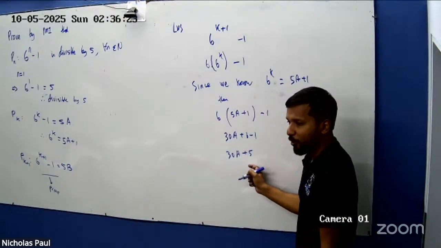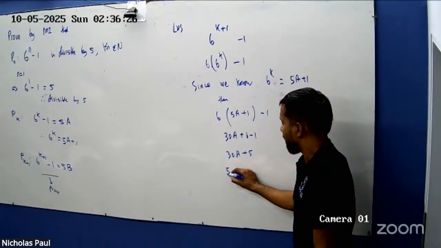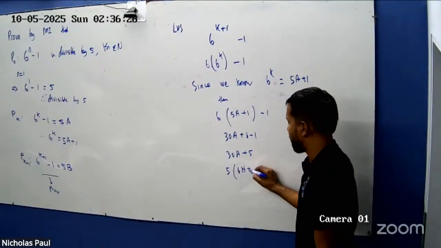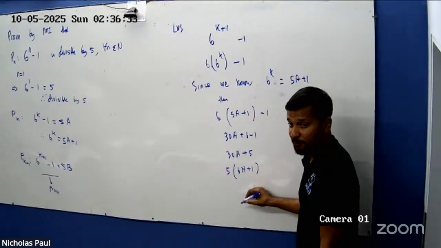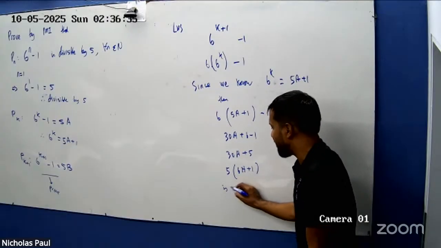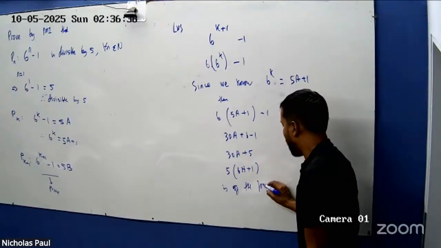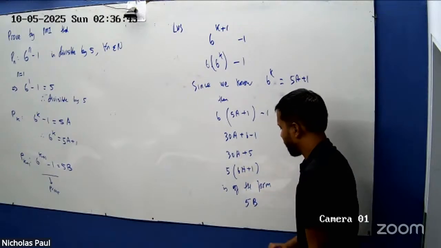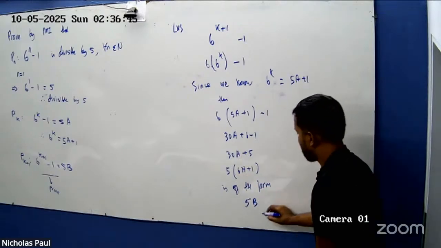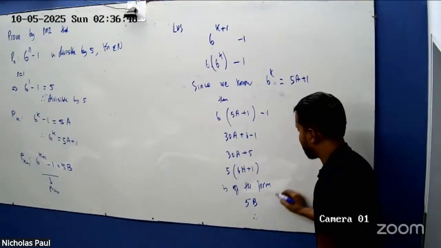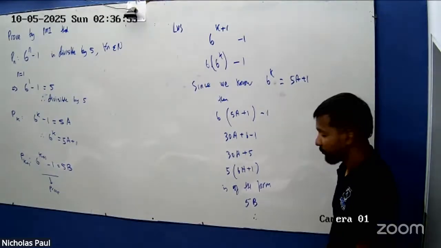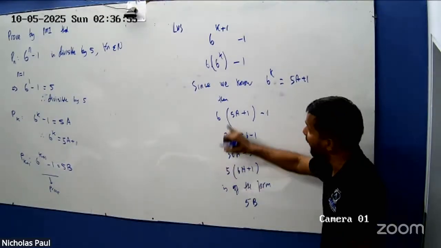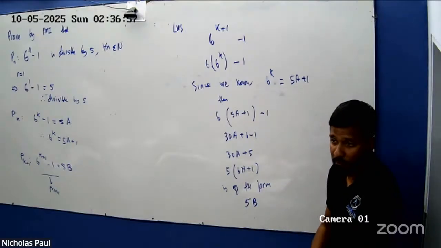Can I now factor out 5? So I get 5 times 6a plus 1. Once you factor out 5, it's divisible, right? So you have to say it is of the form 5 times whatever this is, which is b. Therefore, since it holds for everything, once you can factor out the 5, it's divisible by 5. Okay? That's it.